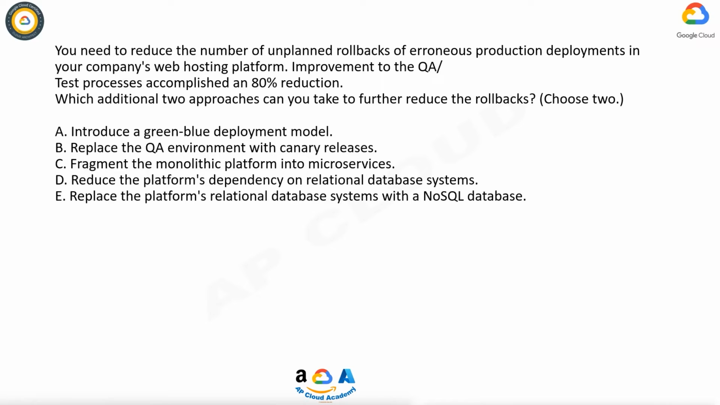You need to reduce the number of unplanned rollbacks of erroneous production deployments in your company's web hosting platform. Improvement to the QA/test process accomplished an 80% reduction. Which additional 2 approaches can you take to further reduce the rollbacks?